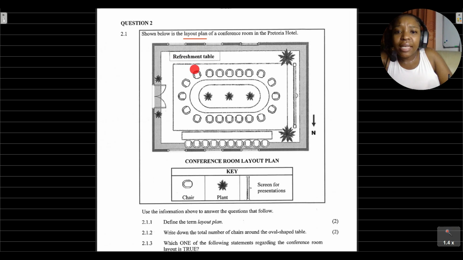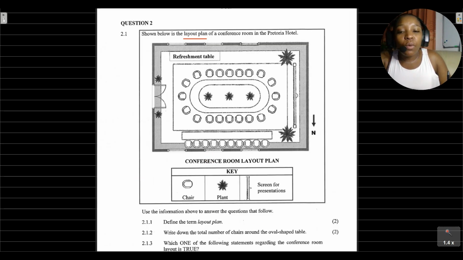There's a refreshment table, right? And there are also key features that are given to us on this layout plan that are going to help us better interpret what is happening here. What do I mean by this? We are given a compass there, and we are also given a key, right?